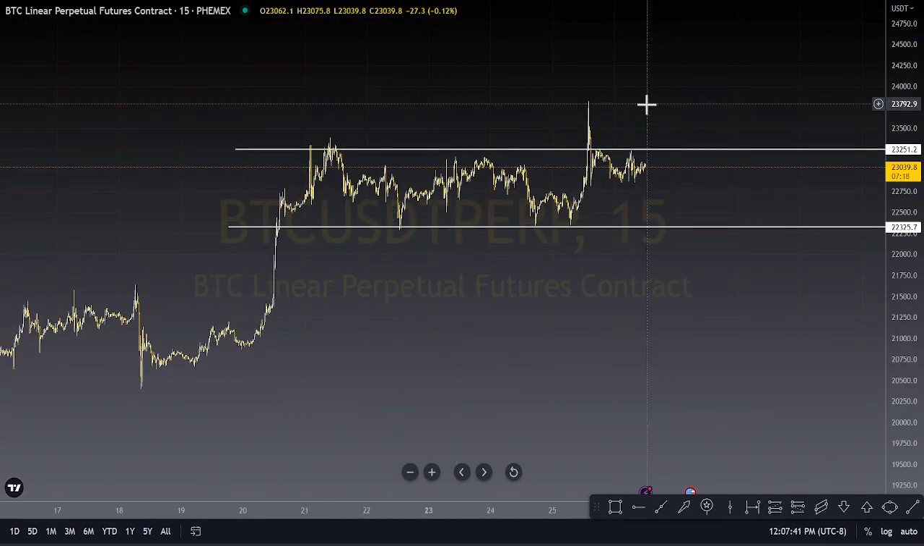So, any questions so far on support and resistance? If not, I will continue to move on.